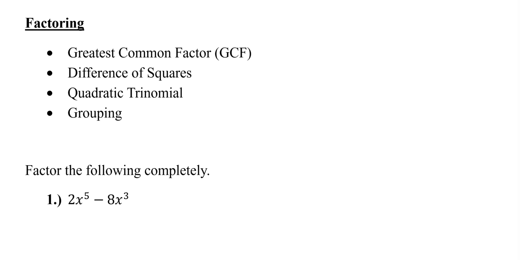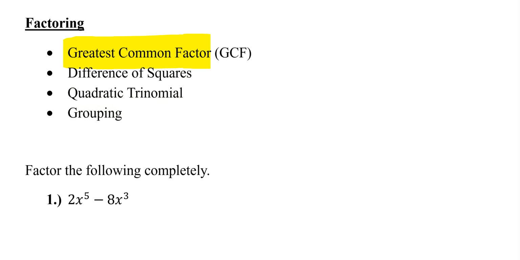So in a sense here, factoring is going to be in the reverse direction of distributing. Now we're going to start with an expression, and we're going to rewrite it as things being multiplied, and those things are called factors. So there are several different techniques for factoring. These are not the only techniques, but these are the main 4 that we're going to be using. We have greatest common factor, GCF, difference of squares, quadratic trinomials, and grouping. So these are the 4 techniques that we should know going forward.